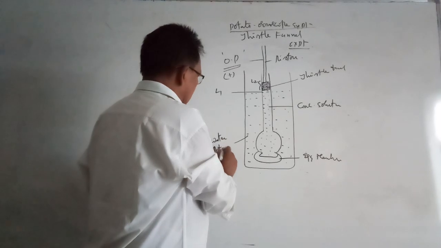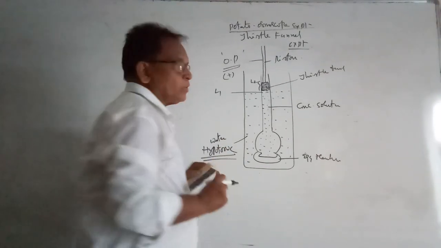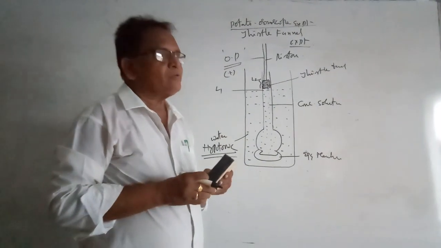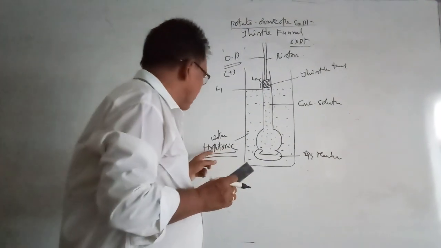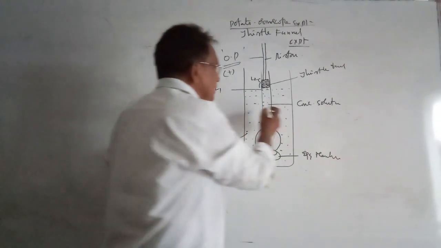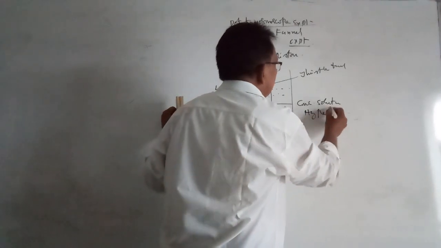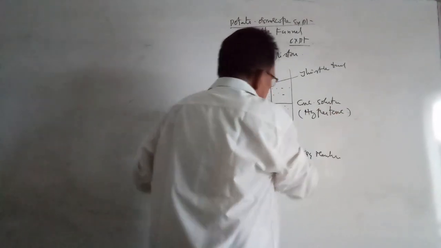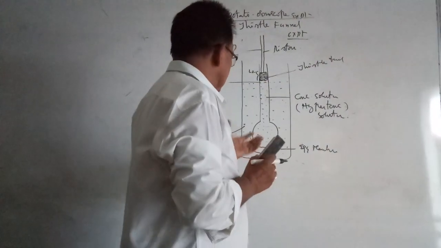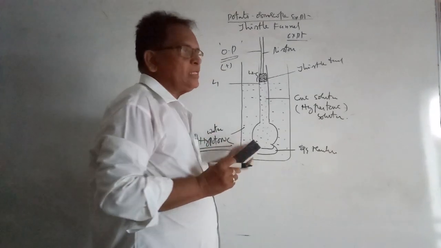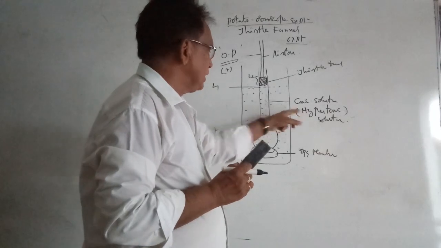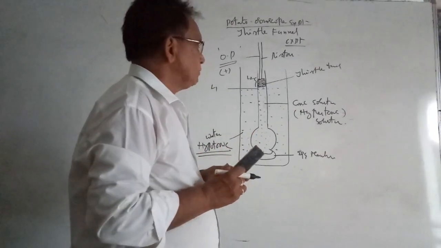This is known as hypotonic. The solution that is kept outside, which has a lower concentration, is known as hypotonic. In the thistle funnel we always take a concentrated solution, we can call it hypertonic. So when we place a cell in hypotonic solution, then only osmosis takes place. That means the cell should be hypertonic and the outside should be hypotonic.